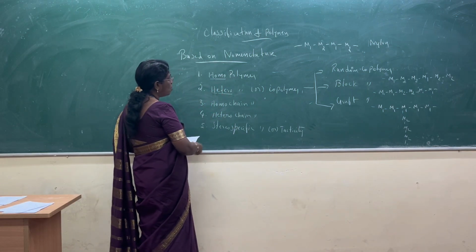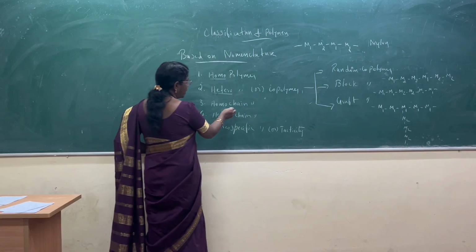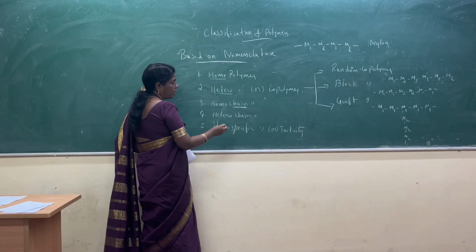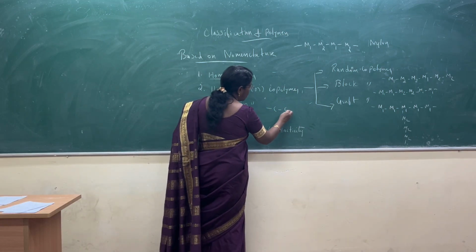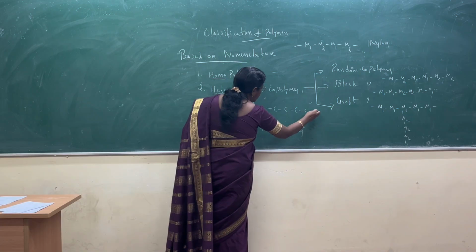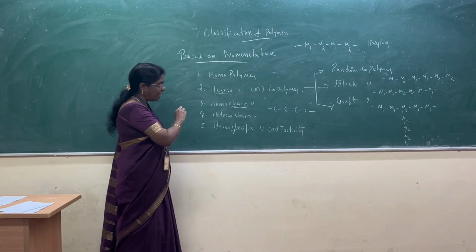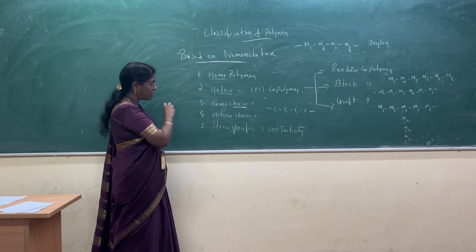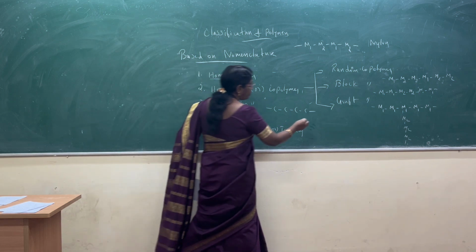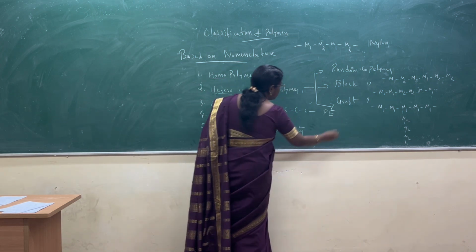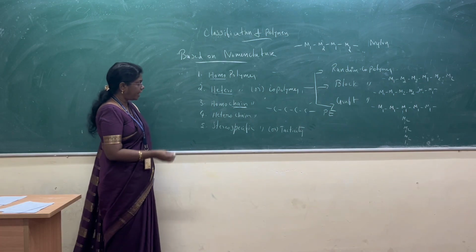Next one is a homochain polymer. In homochain, the main chain of the polymer is made up of the same species of atom. That is carbon, carbon, carbon. Same species of atom is called homochain. Example, polyethylene.